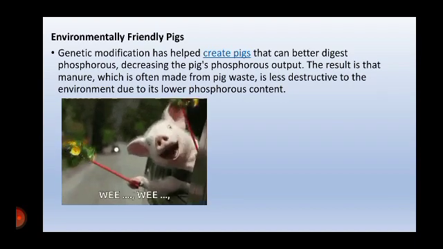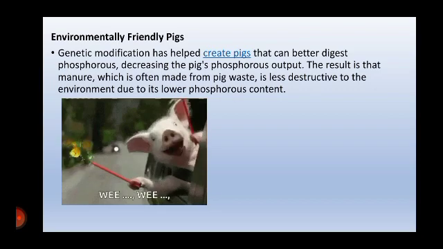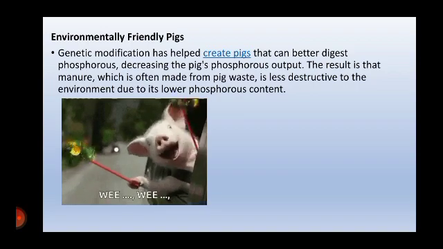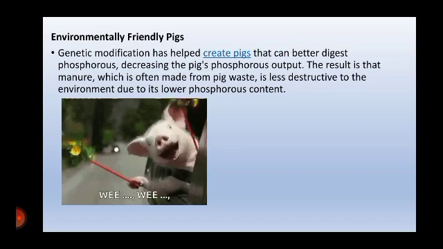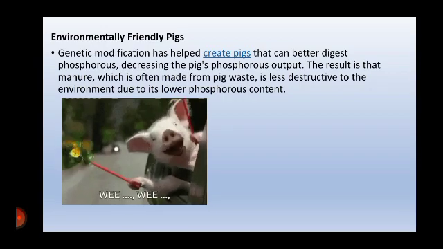Environmentally friendly pigs. Genetic modification has helped create pigs that can better digest phosphorus, decreasing the pig's phosphorus output. The result is that manure, which is often made from pig waste, is less destructive to the environment due to its lower phosphorus content.